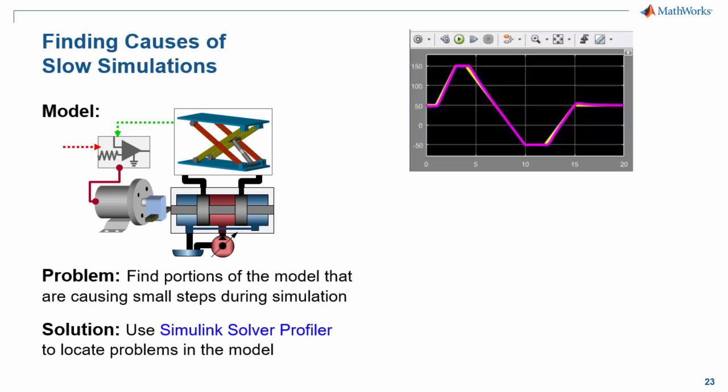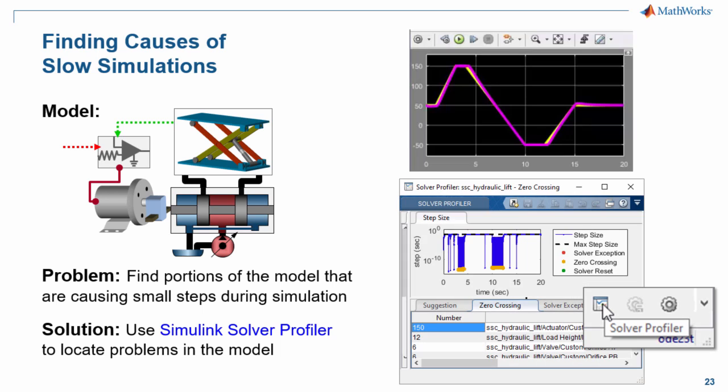We're going to see how we can use the solver profiler to locate problems in our model. The solver profiler can show us different aspects about the step size when zero crossings are generated and other aspects of the solver performance. Using these, we can identify elements causing slow simulations and fix the model so that it runs smoothly.